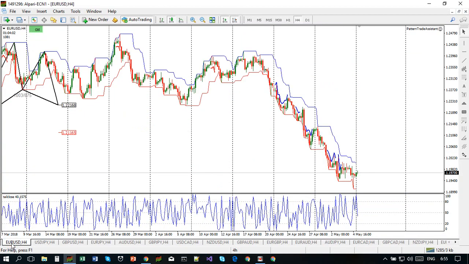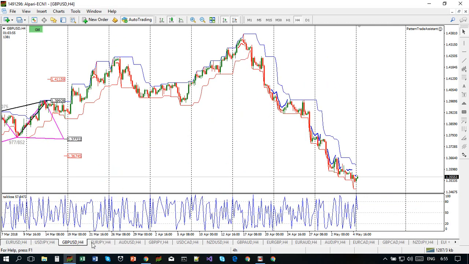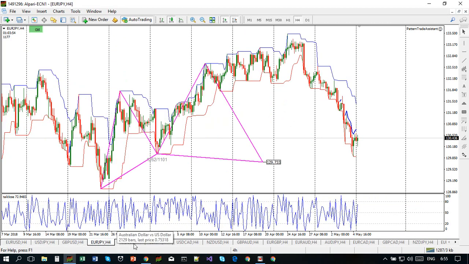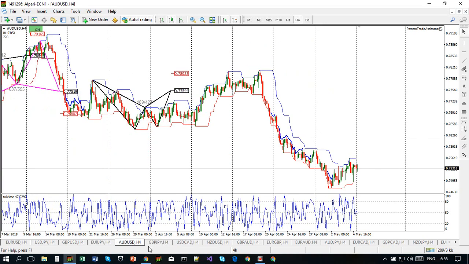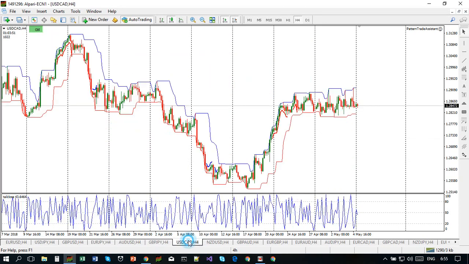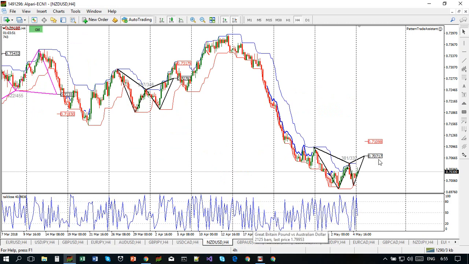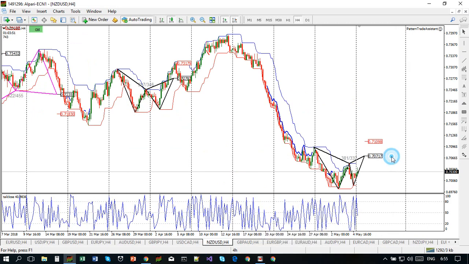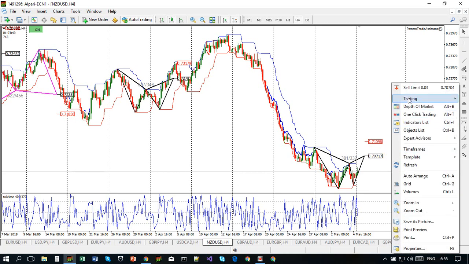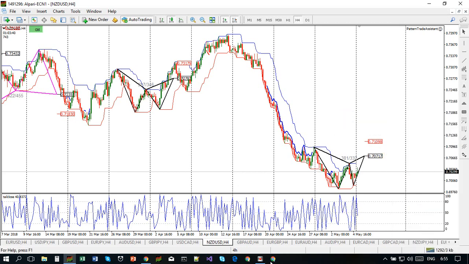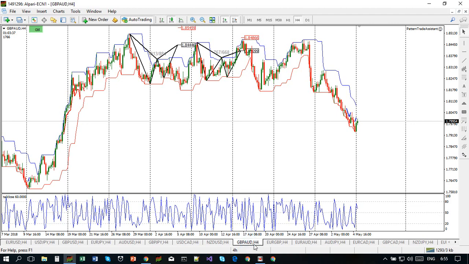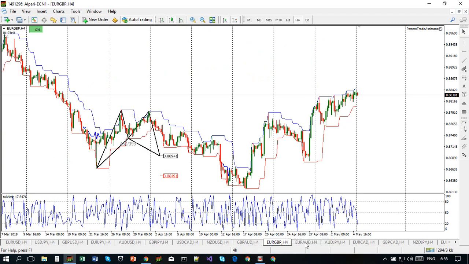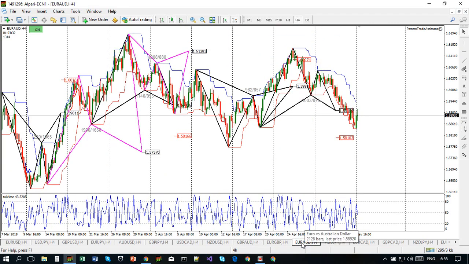Okay, going to euro dollar. It is 4 hour time frame. Dollar yen, pound dollar, sorry, euro yen. Switch. It is very convenient. Just switch between the time frames. New Zealand dollar, potential unified Gartley. So alert. Pound Aussie, euro GBP, euro Aussie.